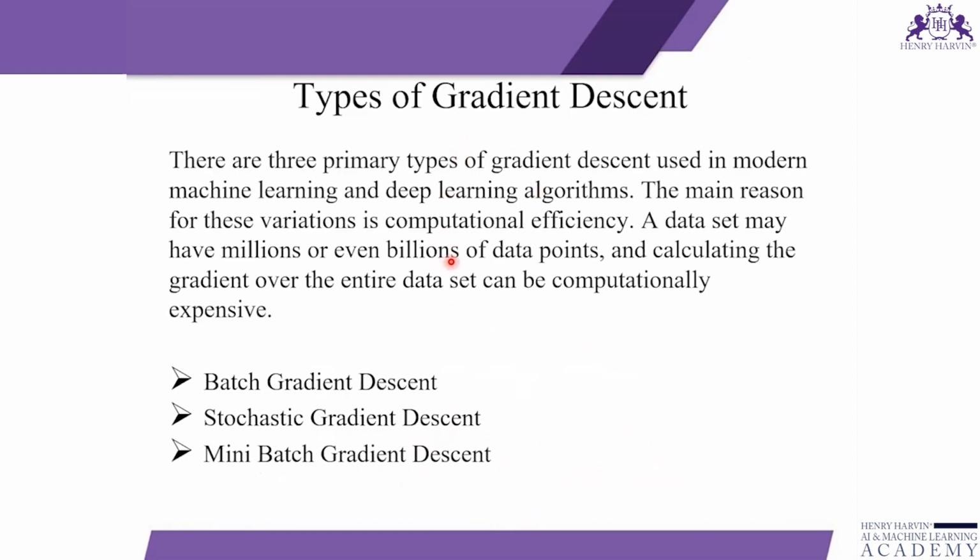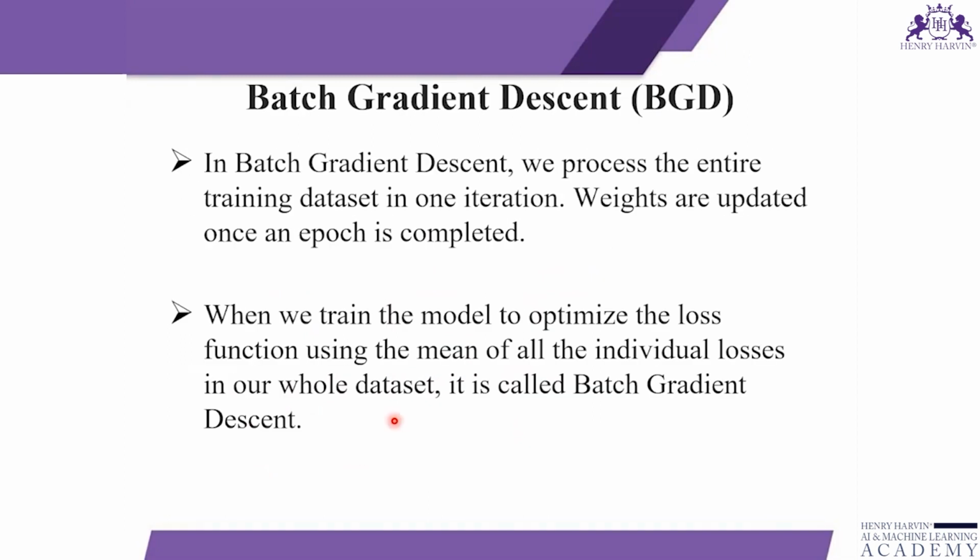Now, when we talk about gradient descent, there are three primary types of gradient descent that we use in machine learning and deep learning algorithms. A data set may have millions or even billions of data points, and calculating the gradient over the entire data set can be computationally expensive. So: batch gradient descent, stochastic gradient descent, mini batch gradient descent. In batch gradient descent, we process the entire training data set in one iteration, so weights are updated once an epoch is completed. When we train the model to optimize the loss function using the mean of all the individual losses in our whole data set, it is called batch gradient descent.